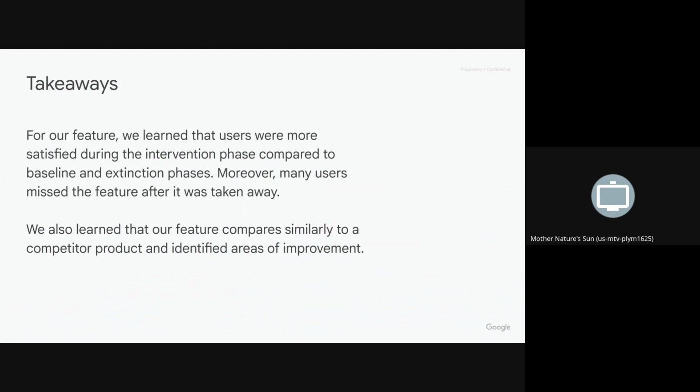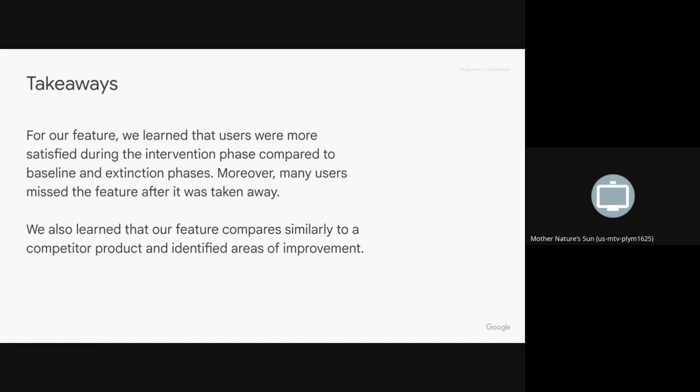The takeaways that we got from our research is that for our feature, we learned that users are more satisfied during the intervention phase compared to baseline and extinction phases. They're more satisfied with their phone's experience. Also, many users miss the feature after it was taken away. That's a very strong indicator of the value that this feature brings to users. It added value when they're using it, and they miss it when it's taken away.